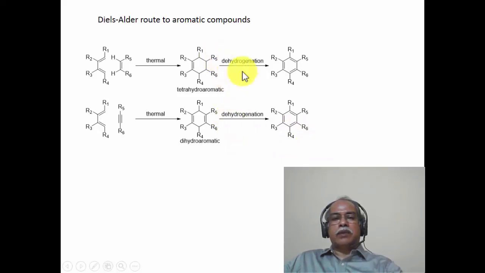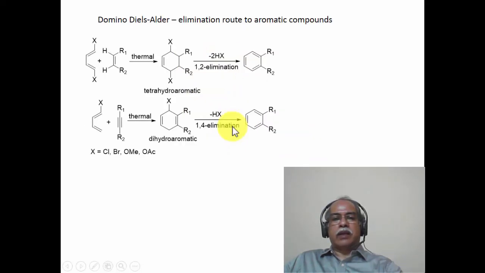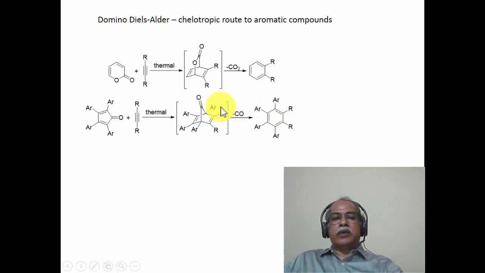Let us see some examples of applications of these two types of reactions in organic synthesis. Now, alternatively, you can have substituents which are leaving groups like chloro, bromo, methoxy and acetoxy on the diene, such that the Diels Alder reaction with the olefin produces a tetrahydroaromatic derivative. This can undergo 1,4 elimination of the HX molecules twice to give the corresponding aromatic derivative, or this dihydroaromatic derivative can undergo the elimination of a HX molecule to produce this aromatic derivative.